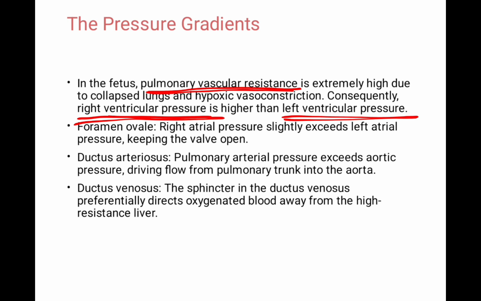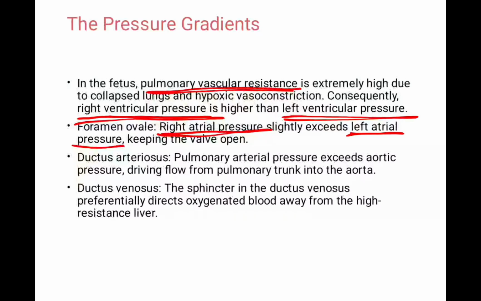Foramen ovale is a foramen between the right atrium and the left atrium, like we said. So right atrial pressure slightly exceeds left atrial pressure, keeping the valve open. That's the reason why, when the blood comes in from the right atrium, it bypasses the right ventricle and goes directly into the left atrium. The right atrial pressure is slightly higher than the left atrial pressure. That's the reason why this valve is open. The moment the left atrial pressure becomes higher than the right, the valve closes. We'll talk about that later.